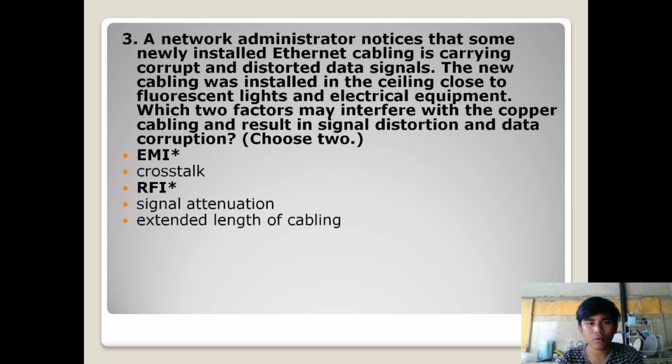A network administrator noticed that some newly installed Ethernet cabling is carrying corrupt and distorted data signals. The new cabling was installed in the ceiling, close to fluorescent lights and electrical equipment. Which two factors may interfere with the copper cabling and result in the signal distortion and the data corruption? Choose 2. There's EMI, crosstalk, RFI, signal attenuation, extended length of cabling. So my answer is EMI and RFI.